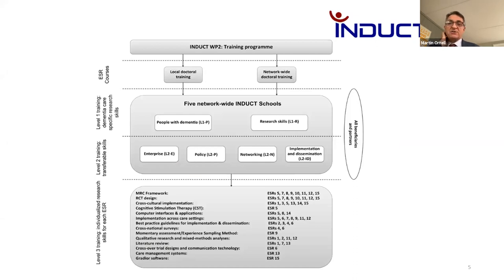We had a mixture of the network-wide and the local doctoral training. We involved people with dementia through the European Working Group for People with Dementia. There's work on enterprise, on policy, implementation and dissemination. So you can see it's not your average training program for PhDs. And as you can see down the bottom, there's a great diversity of skill sets that people get. But so we weren't just training people in research, but we're training them in the broader skills around policy, entrepreneurship, PPI, and implementation.